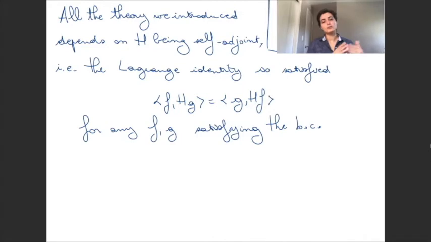But all the theory we have looked at when we were looking at Sturm-Liouville problems all depends on the fact that H is a self-adjoint operator. That is, that the Lagrange identity is satisfied. Now that we have proven that the Lagrange identity is satisfied, that H is a self-adjoint operator even when we have periodic boundary conditions, then all the spectral theorems that we have seen still apply in this case.